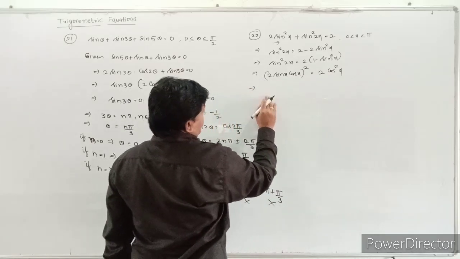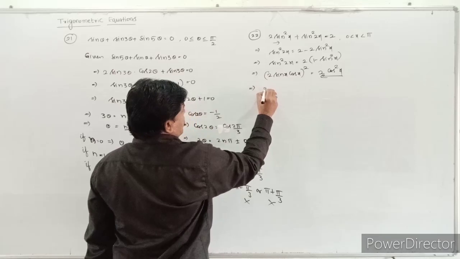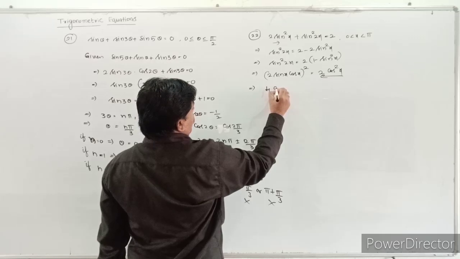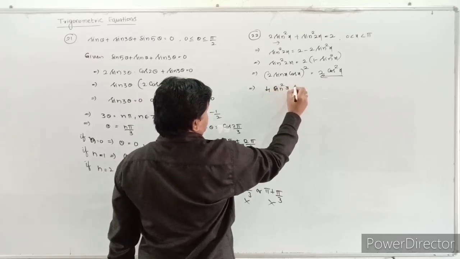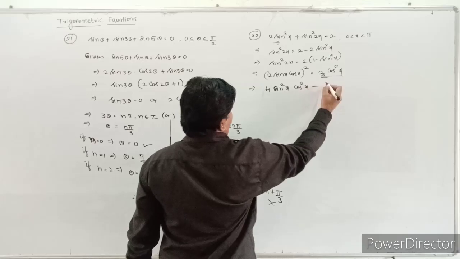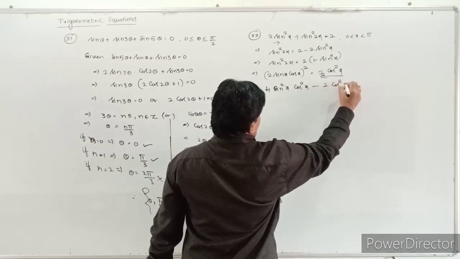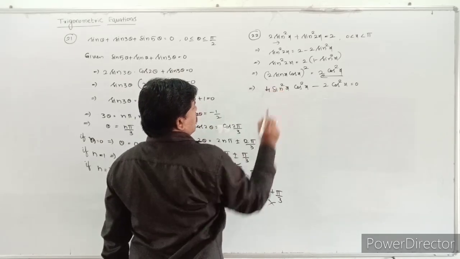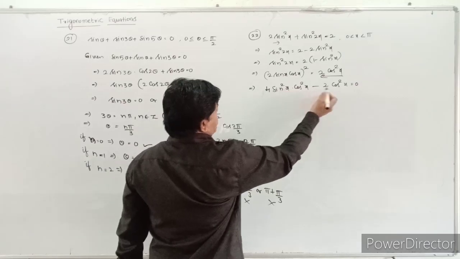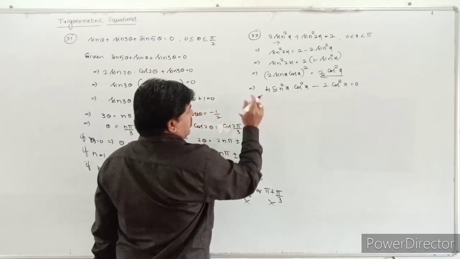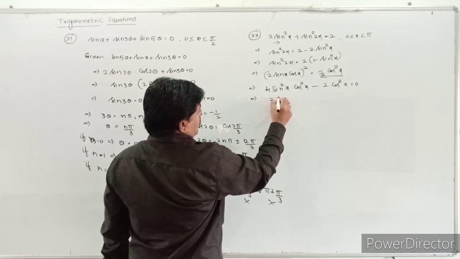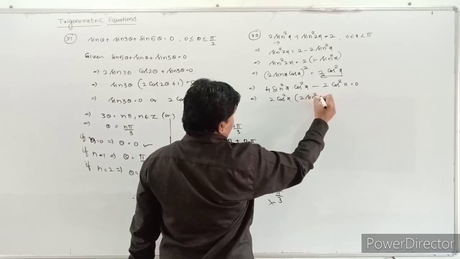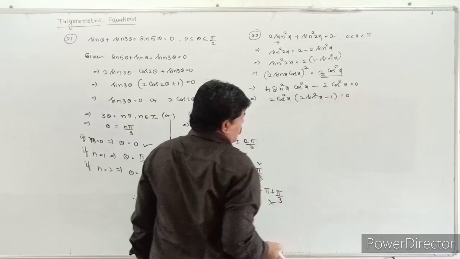So that implies, take this term to this side, what happens? Take the square here, students: 4 sine square x cos square x minus 2 cos square x is equal to 0. 2 sine square x into cos square x minus 2 cos square x is equal to 0. So what term can you take common? 2 cos square x, I will take common. It will become 2 sine square x minus 1 is equal to 0.